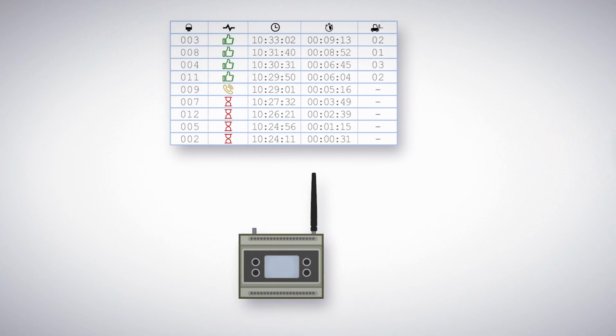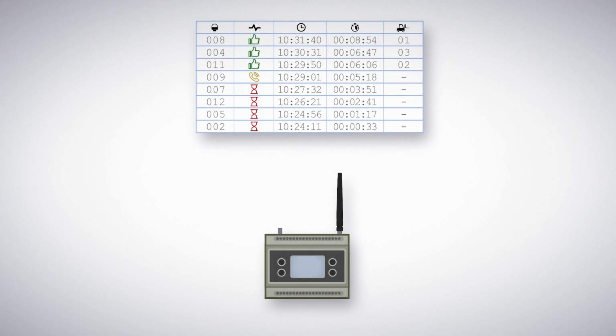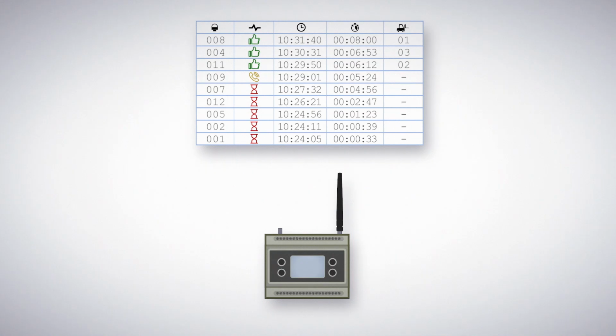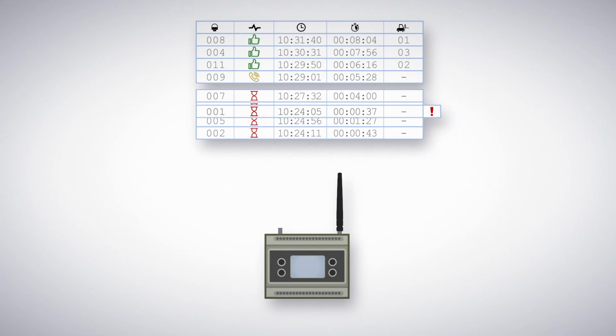As older jobs are completed, newer ones move up in the queue, ensuring minimal downtime and that no request goes ignored. If you have vital workstations that always require immediate attention, priority tags can be assigned to automatically move them to the top of the list.